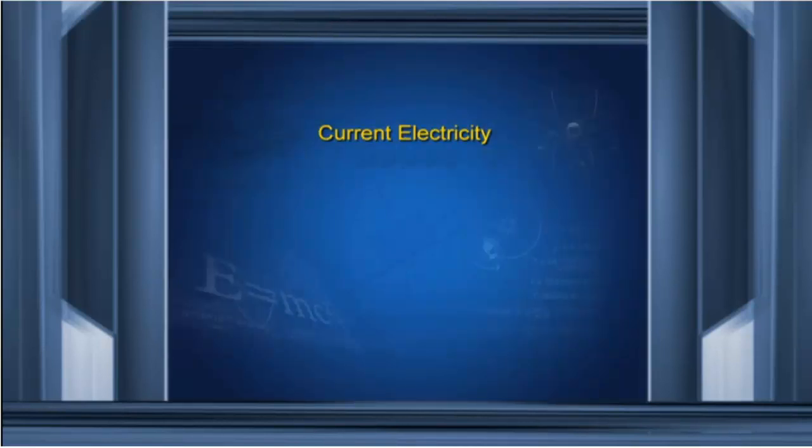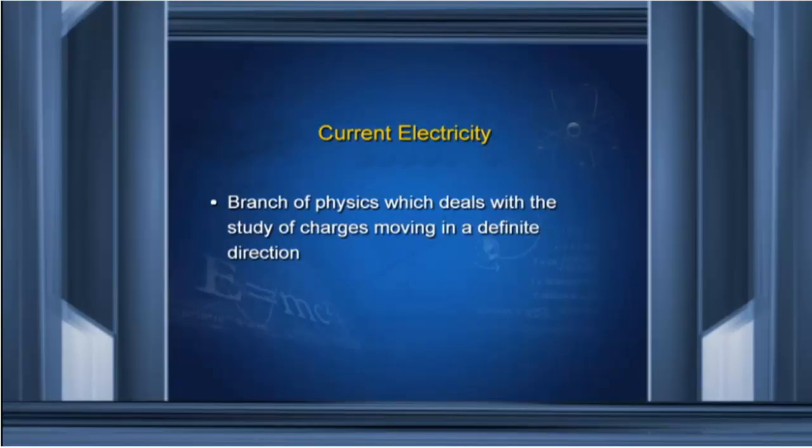In the previous session, you have learned about potential, potential energy and the capacitors. Today we will discuss the chapter Current Electricity. Current electricity is the branch of physics which deals with the study of charges moving in a definite direction.